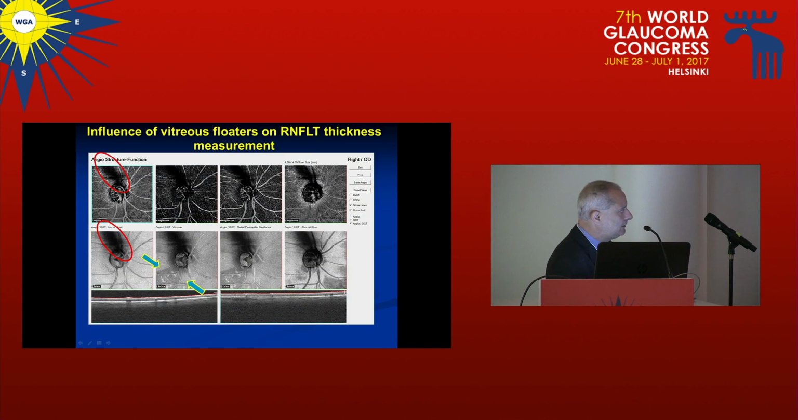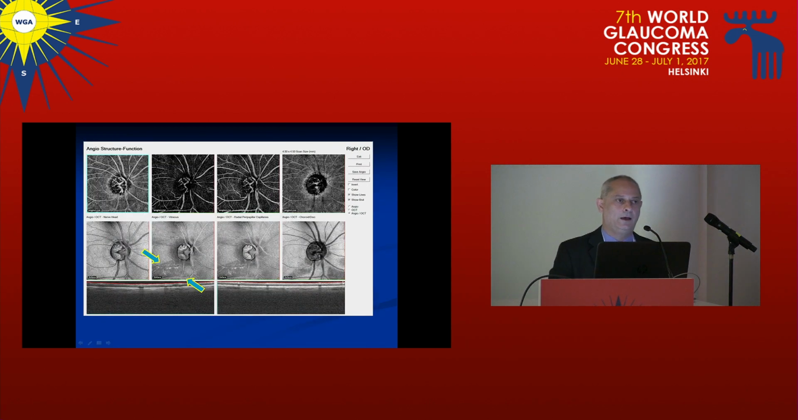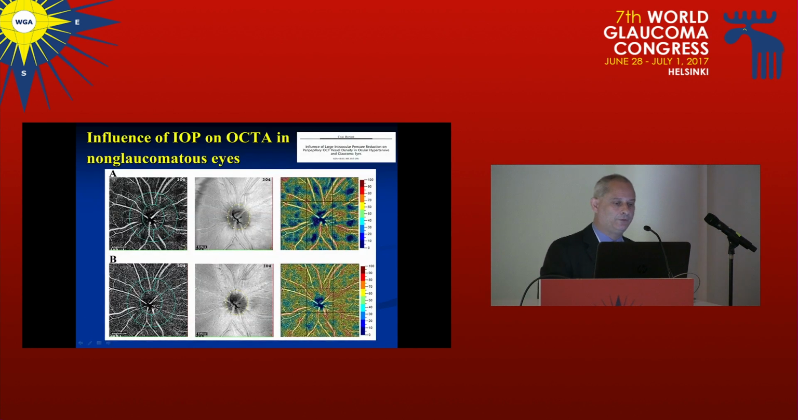In contrast, there are many abnormalities, artifacts. This is an advanced glaucoma case with a very severe bundle defect, but at the same time, a vitreous floater imitates another nerve fiber bundle type defect. This is the most sensitive part, to my opinion, of OCTA. You have to control everything for vitreous floaters.